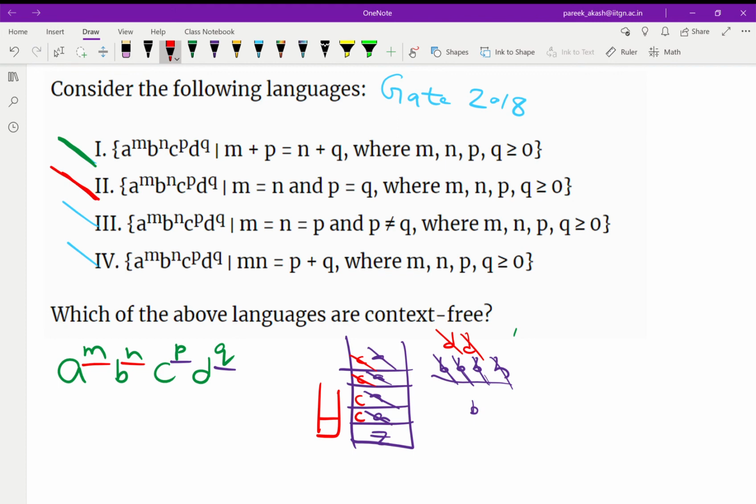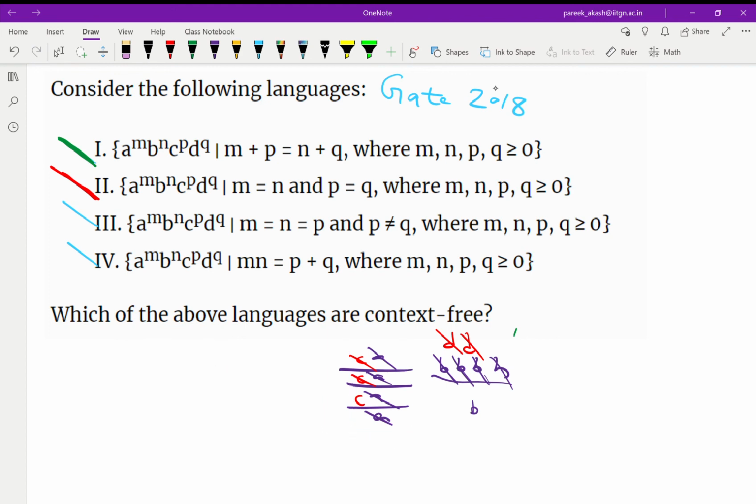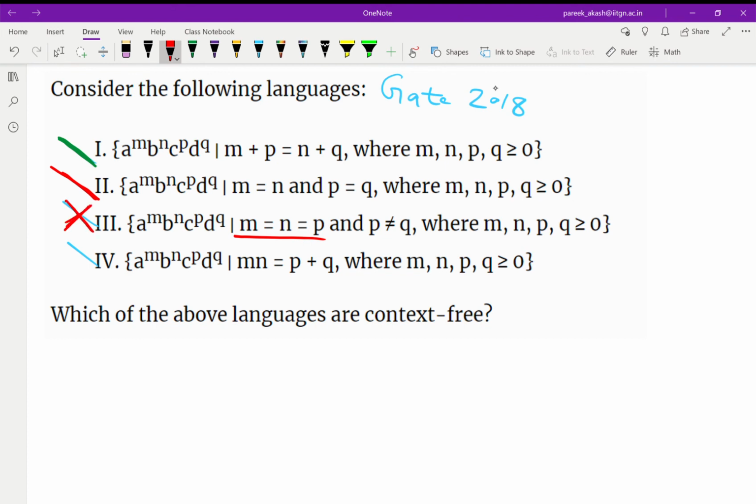Coming back to number 3. In number 3, we have m, n, and n, which are dependent on each other: m equals n equals n. If we have more than 2 variables dependent on each other, then it cannot be a context free language. So 3 cannot be a context free language. So 1 is a context free language, 2 is a context free language, 3 is not a context free language.